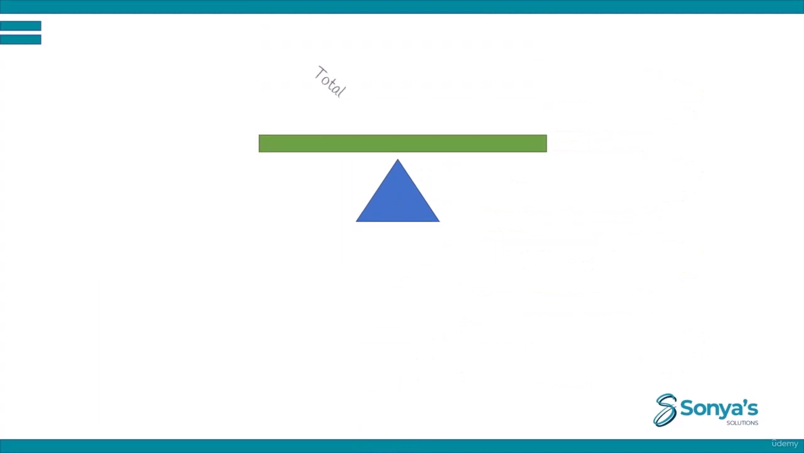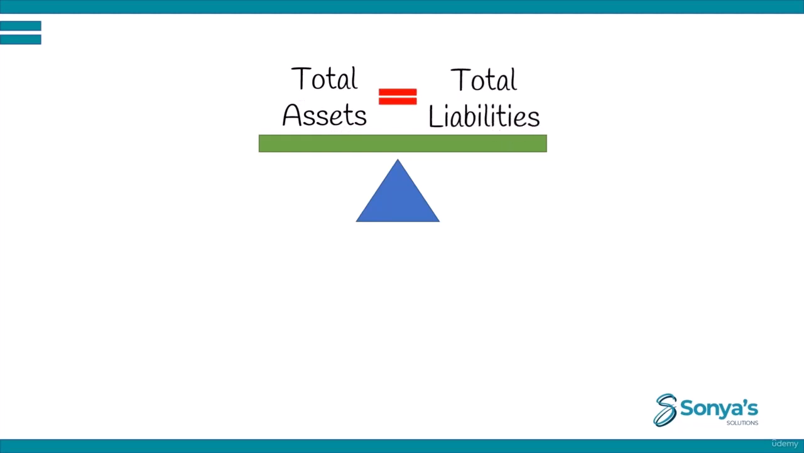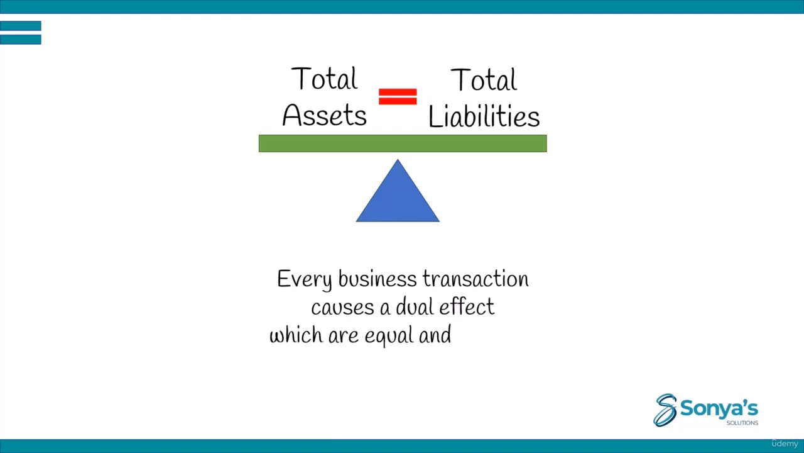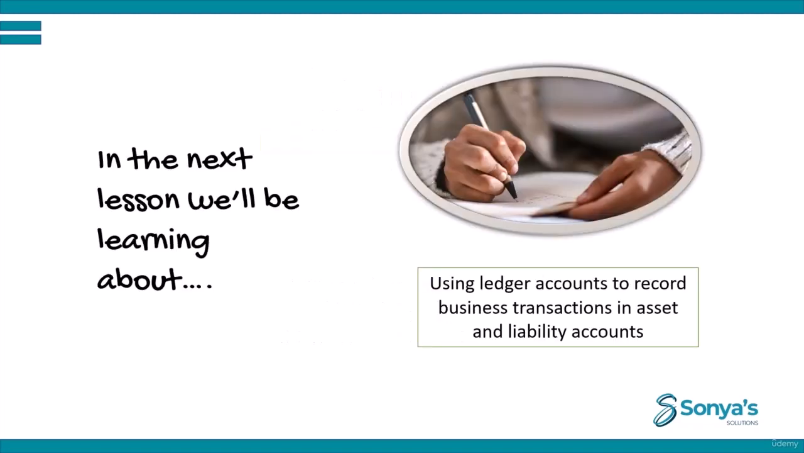To summarise, in this lesson we've learned that every business transaction causes a dual effect, which are equal and opposite, and the purpose of the double entry bookkeeping system is to record this. I hope you've enjoyed learning about the dual aspect of double entry. In the next lesson, you'll be using asset and liability ledger accounts to record business transactions.